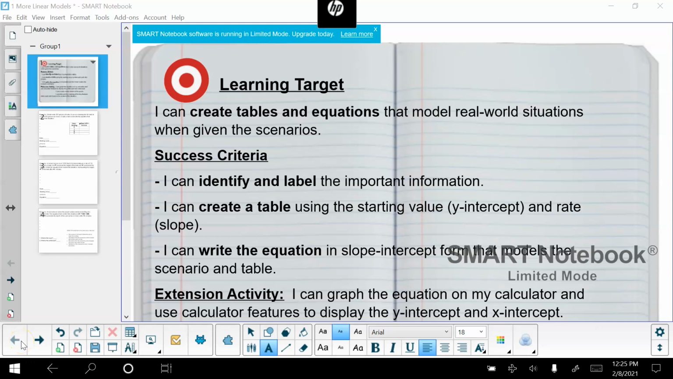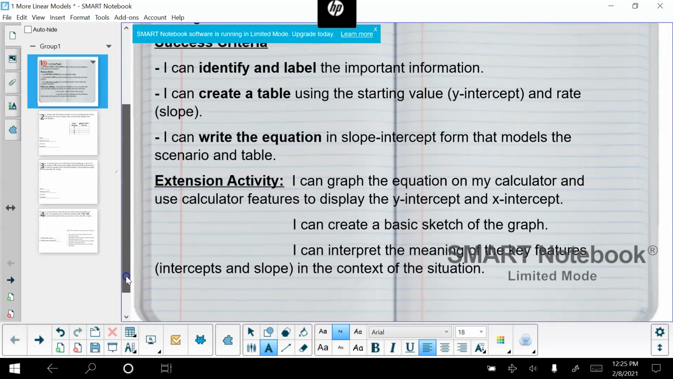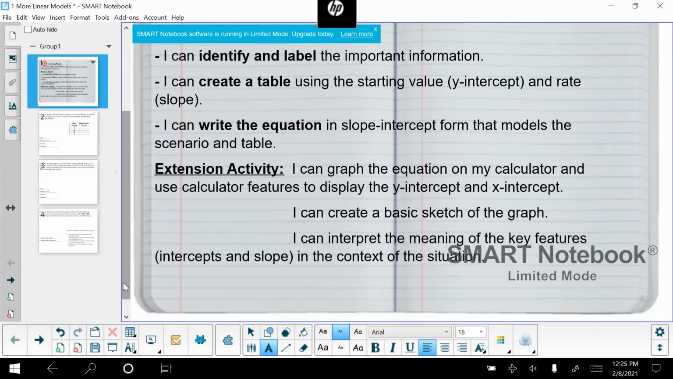Hello, this is our next video on linear models, and our learning target is still: I can create tables and equations that model real-world situations when given the scenarios. Our success criteria is the same as before. I can identify and label the important information. I can create a table using the starting value, which we also call the y-intercept, and the rate, which we can also call the slope.